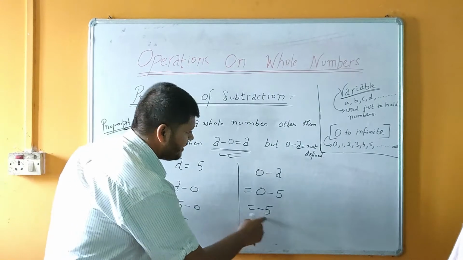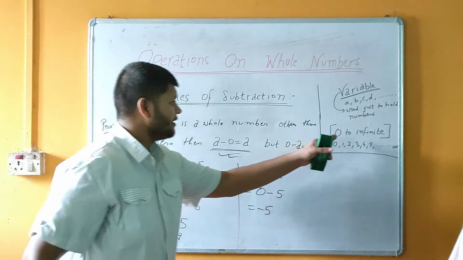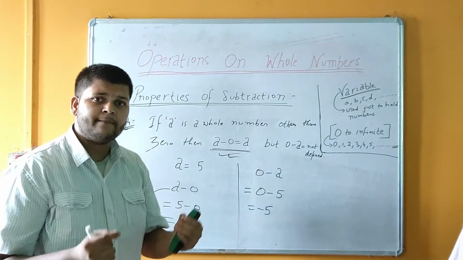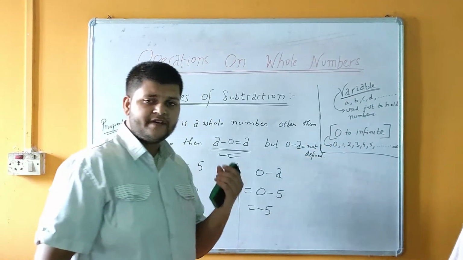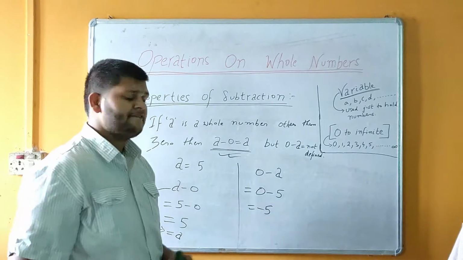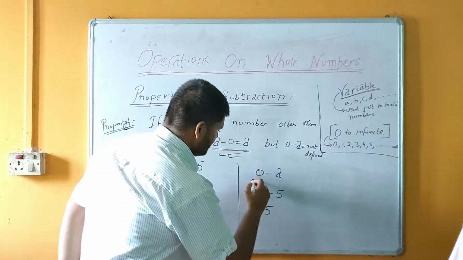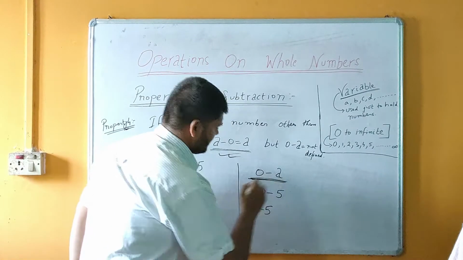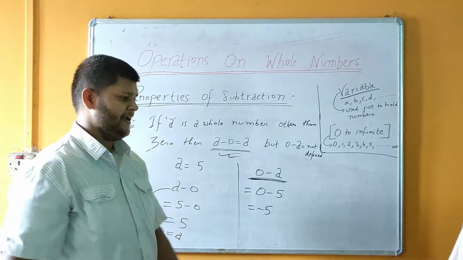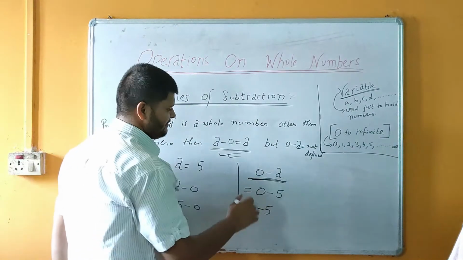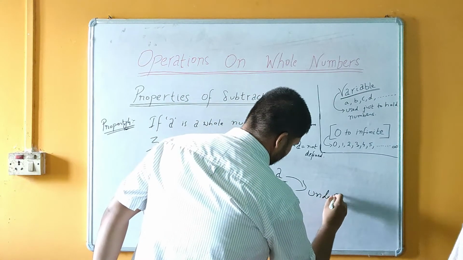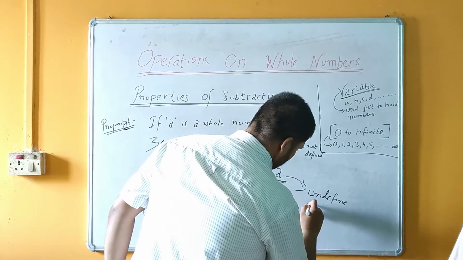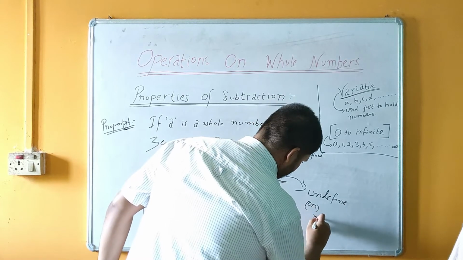This is a negative number. This negative number can never lie within the range of positive numbers. These are positive numbers. So within this range, this minus 5 is not lying. That's why this operation 0 minus A is undefined. This is called undefined, or not defined.